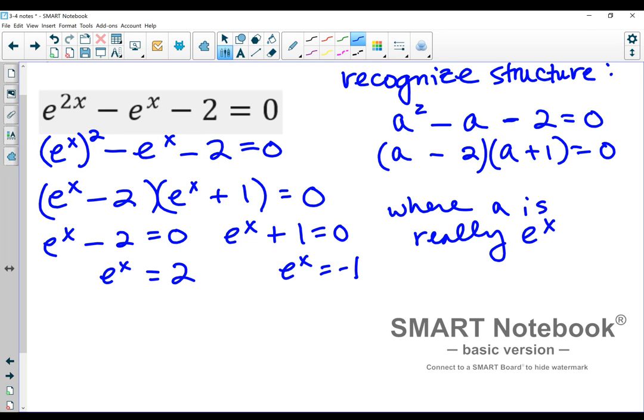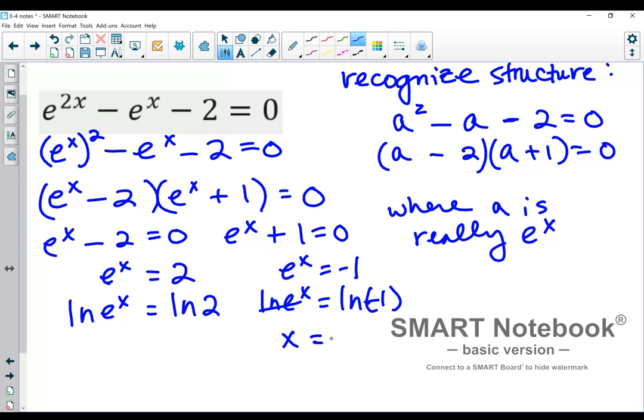And because I can't get to the exponent, I need to take a log on both sides because I have the base of e raised to that power. I will take a natural log on both sides. And then we know a natural log and e like that, we're just left with x.